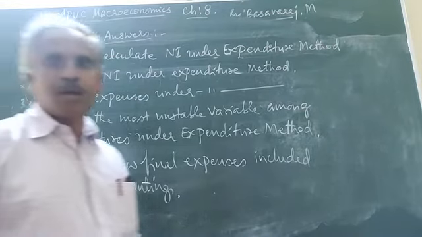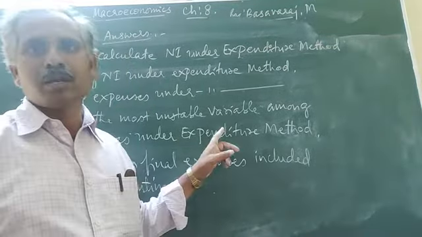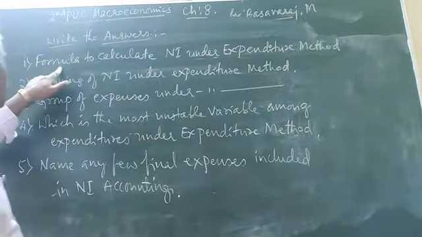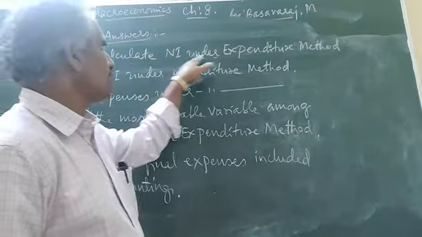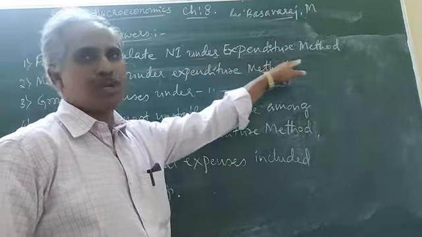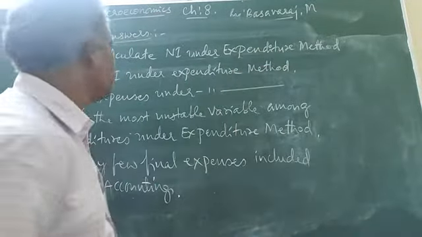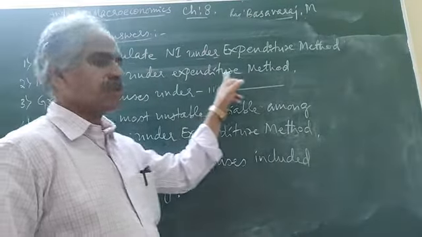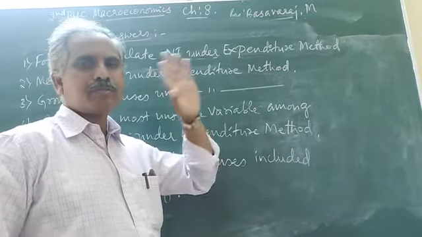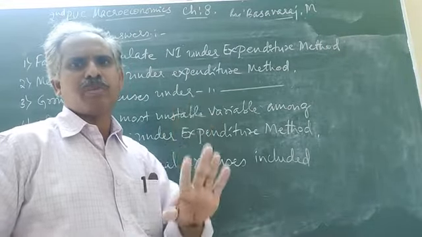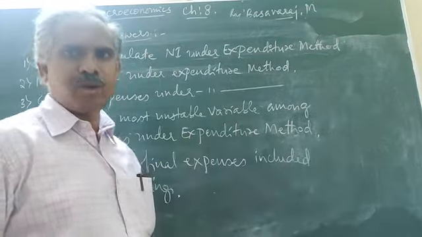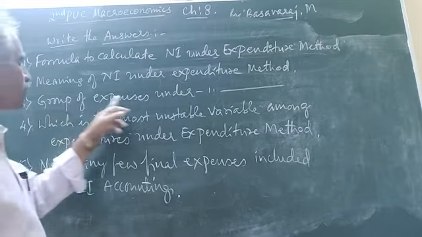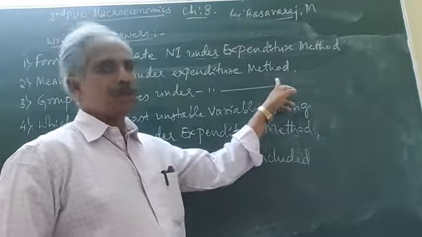See the questions to be answered after watching this full video. First question, formula to calculate national income under expenditure method, you have to write the formula. Second, meaning of national income under expenditure method. Under expenditure method, what is meant by national income or GDP? We have to get the answer. Third one, group of expenses under expenditure method.